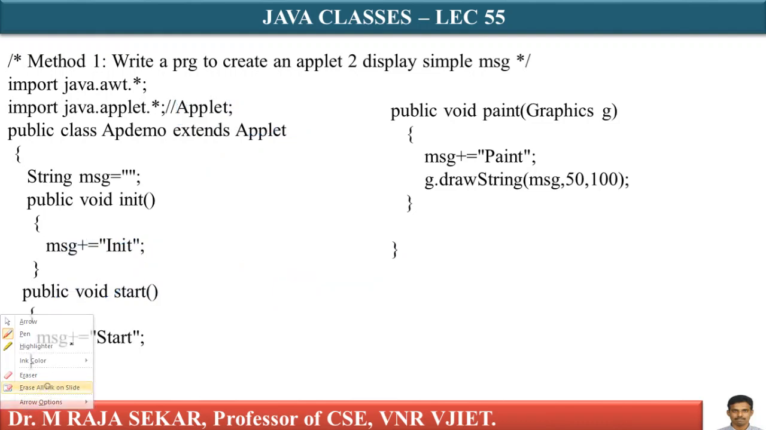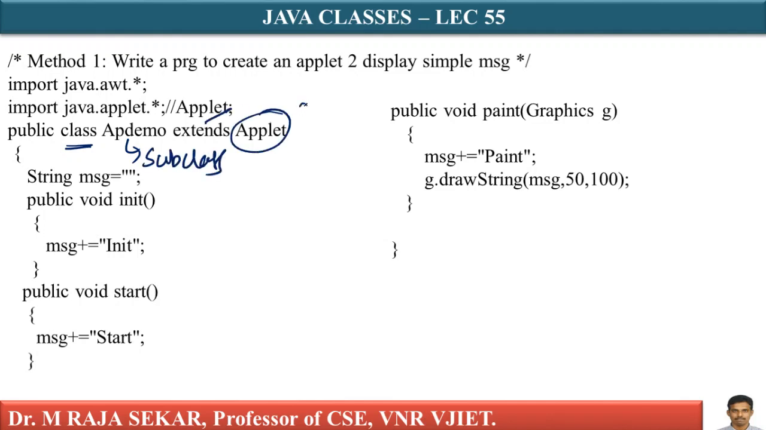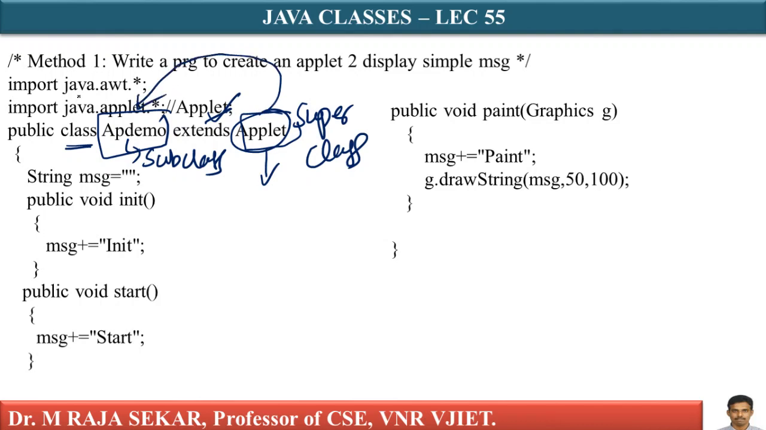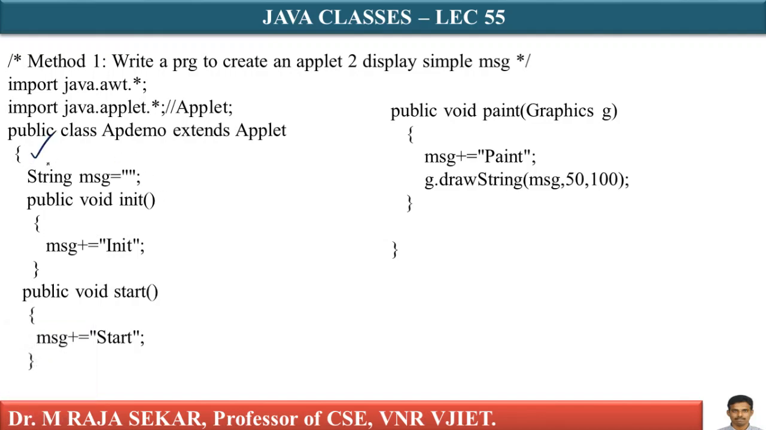Therefore, the procedure is: public class, this is the subclass name, extends, this is the superclass name. If you want to execute a program, you need a class which extends a built-in class known as the Applet class. Where is it available? It is available in the Java super package, in the applet sub package. Therefore, I am importing this one. Now how will it be? Just see. This is the class beginning.